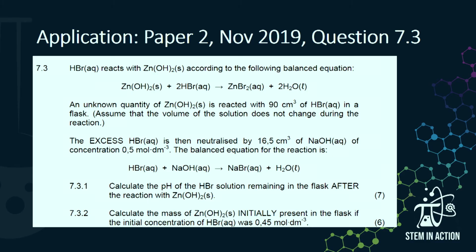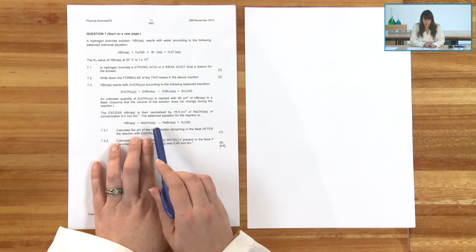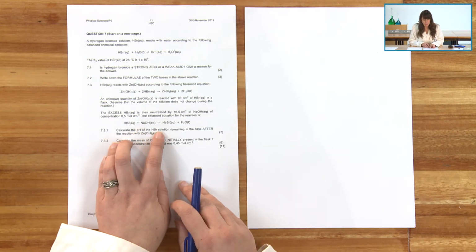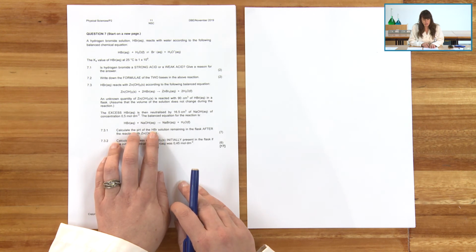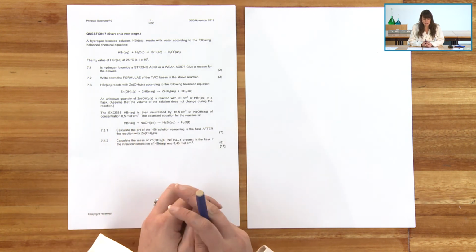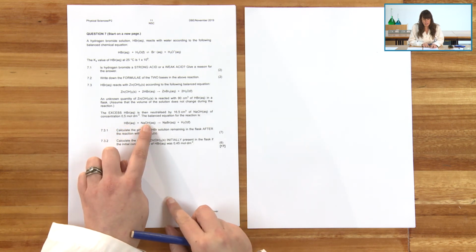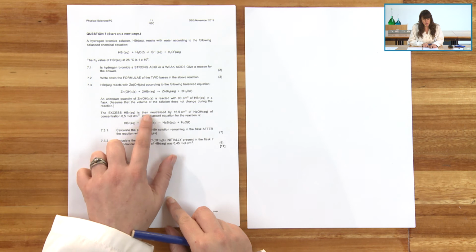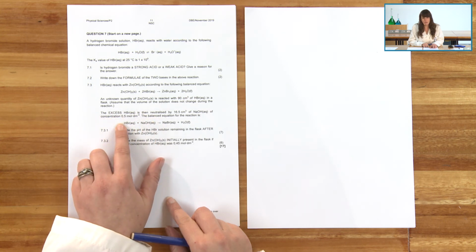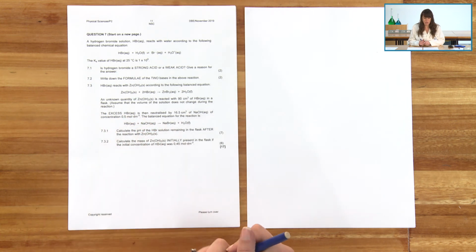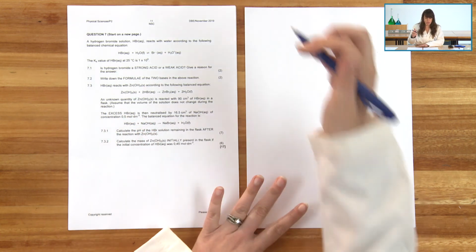So what we want to do is have a look at the pH of HBr. In order to get the pH of HBr, we need to know the concentration of HBr. In order to know the concentration, we need to know the number of moles. Luckily, we have a balanced equation, and so if we can find the number of moles of sodium hydroxide, we can use the balanced equation to get the number of moles of hydrogen bromide. So we're going to start with our sodium hydroxide.